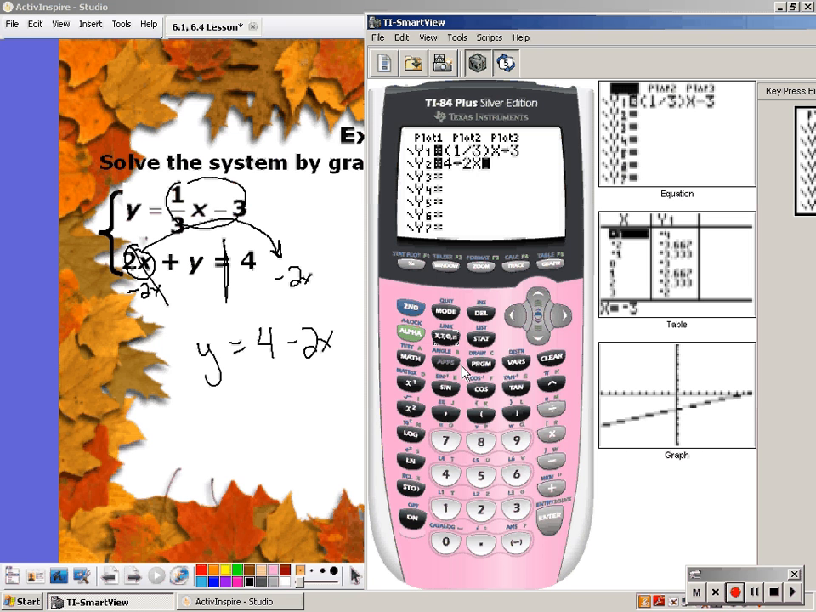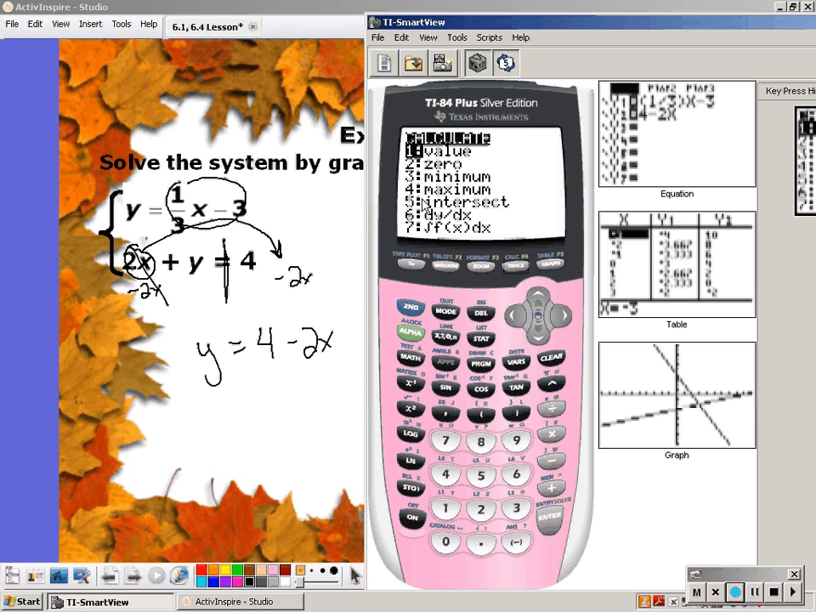Okay, now we want to find the intersection. We want to calculate the intersection. So see, we have calc right here. That stands for calculate. And it's written in blue, so first we hit the blue second button, and then the trace button, because calculate's above that. Okay, what do we want to calculate? The intersection. So it's 5, so then we hit 5 for intersection.